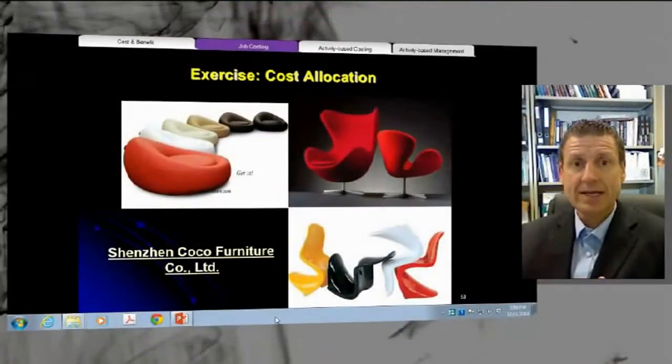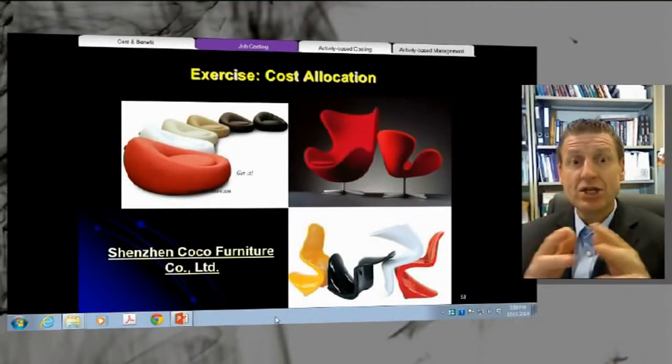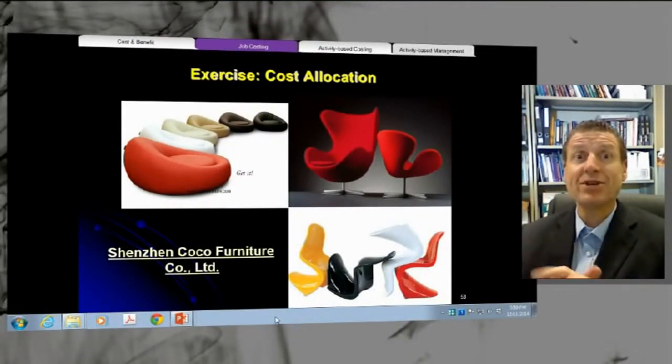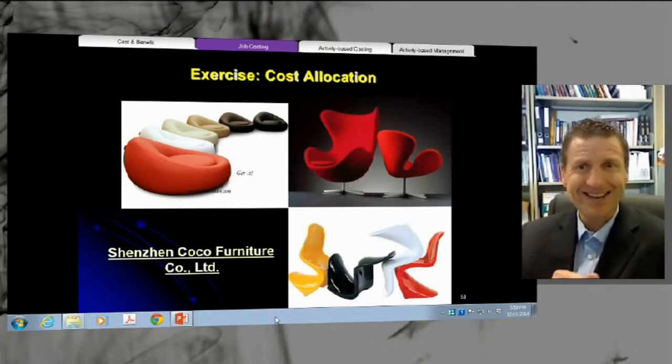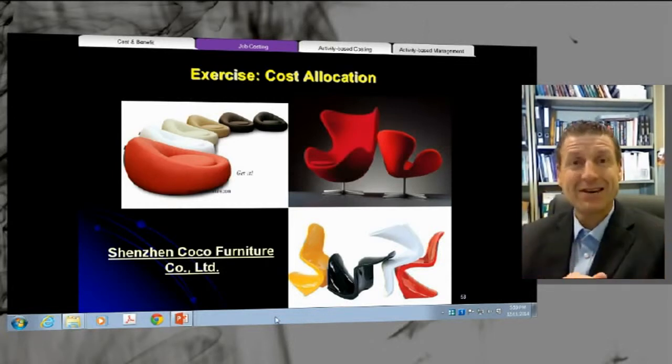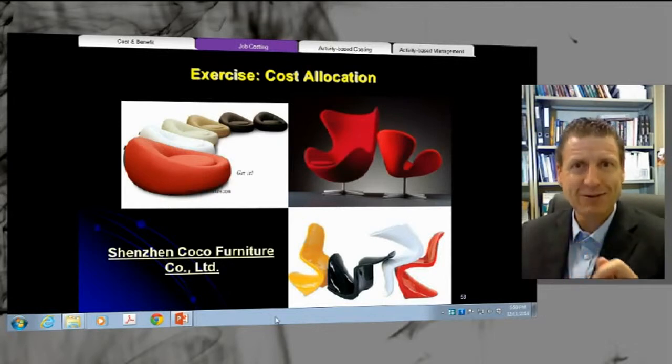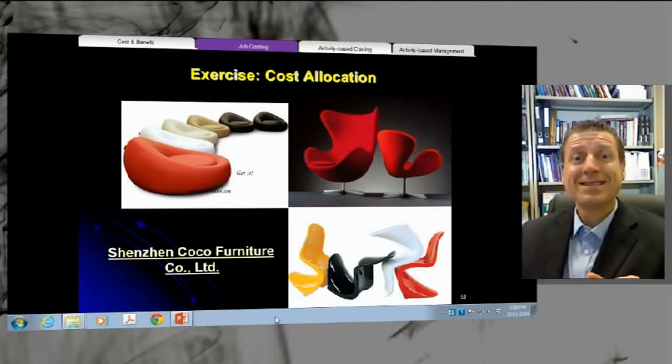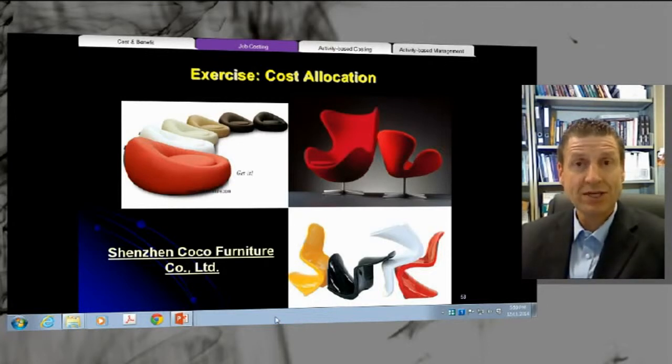Here's our exercise. It's Sinjin Coco Furniture Company Limited. They make chairs, as you can see here. Yes, red chairs, yellow chairs, black chairs. They've got the lot. Obviously, there are different types of chairs they're making. There's some fabric ones, there's some foam ones, and there's some plastic ones. There you go. So let's have a look at how job costing, or the way we allocate costs, can help us make better decisions.